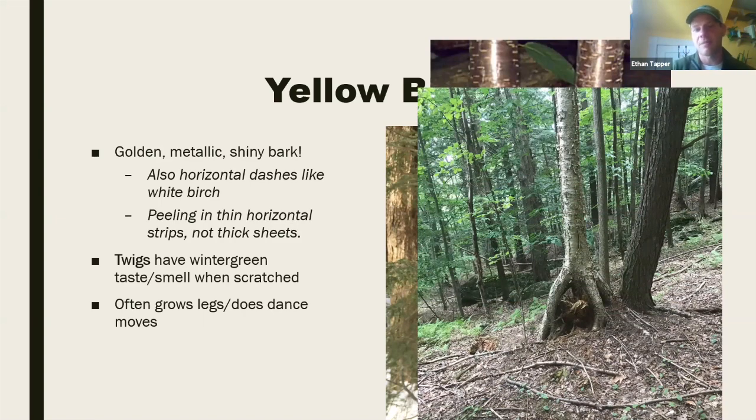The other thing that I say about yellow birch is that it grows legs and it does dance moves. So this picture on the screen is an example of that. And what that is, is that yellow birch is really good at growing on rotten wood. So let's say a tree falls over in the forest or a tree's cut and there's a stump. A yellow birch seedling will start growing on that stump and it will put roots down around that stump, and then the stump will rot away, and those roots will be exposed and it'll leave it looking like it has legs.